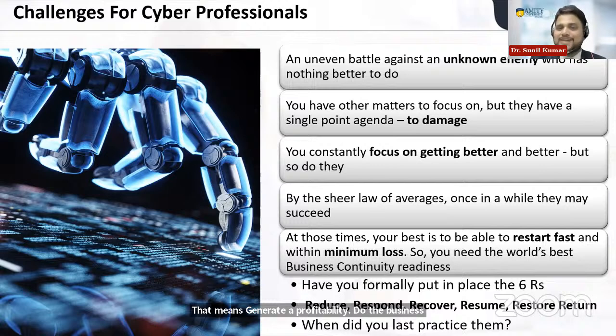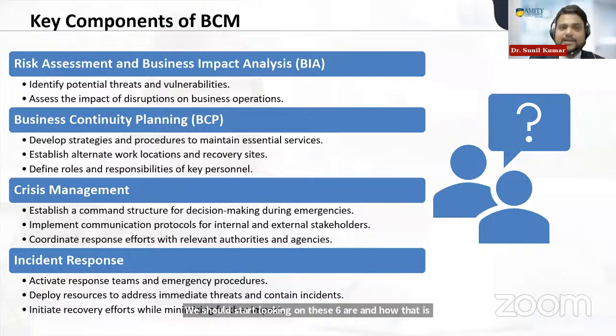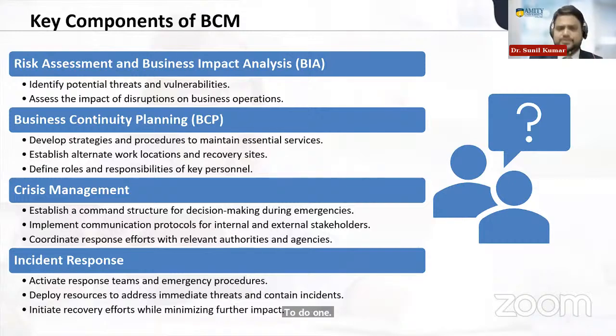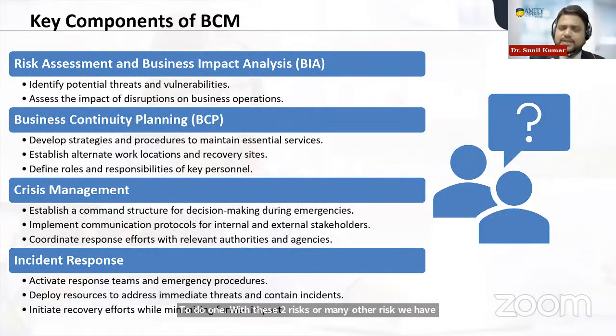Are we doing this? Are we practicing this? This is a very important question. If we are not doing it, we should start thinking in this direction. We should start looking at these 6R and how they make our operation convenient. So to work with these two risks or many other risks, we have just quoted two. Now you can take more examples in that direction.